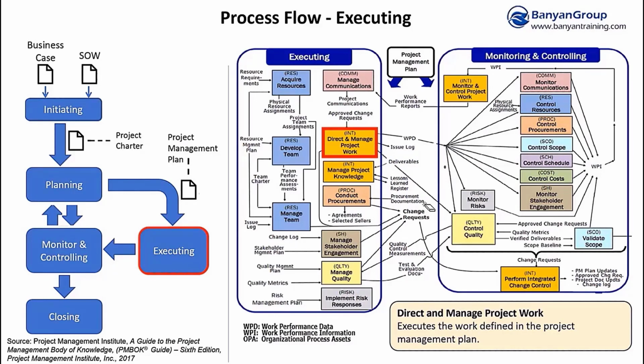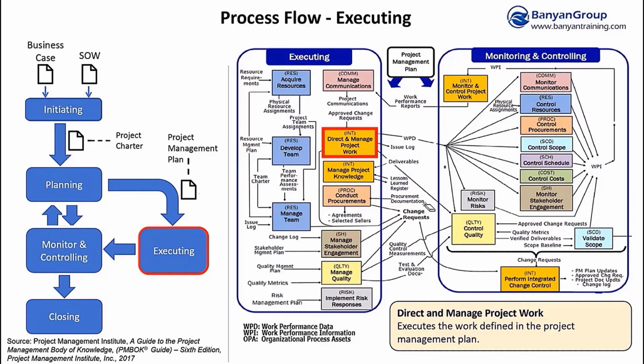Okay, but you can see one of the key outputs of direct and manage project work is the issue log. If we are encountering any issues with the creation of this deliverable, you can see the deliverable is a really important output of this process. Whatever it is that we're creating for this project, this is the deliverable coming out of that process.